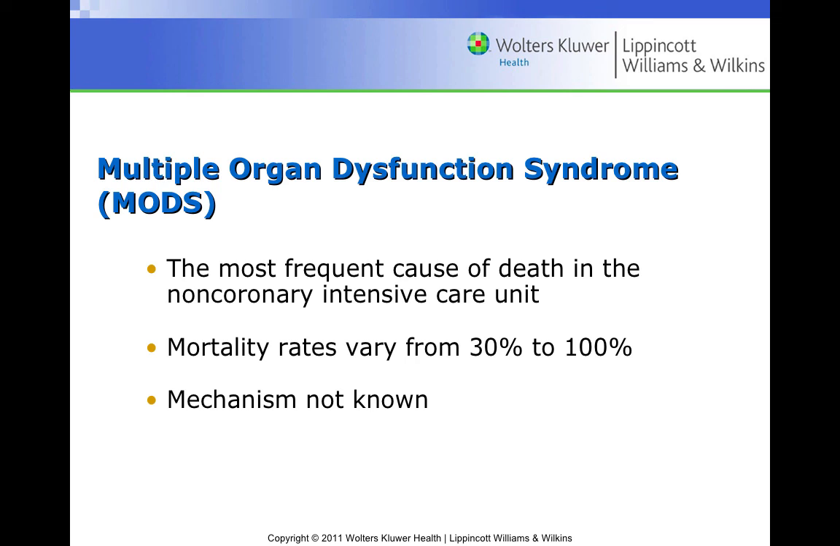And last but not least, MODS, or multiple organ dysfunction syndrome, is the most frequent cause of death in the non-coronary intensive care unit. The mortality rates vary from 30% to 100%, and we're not sure what happens. But what we do know is that SIRS leads to sepsis, leads to MODS. So this is one of the major reasons why individuals die.